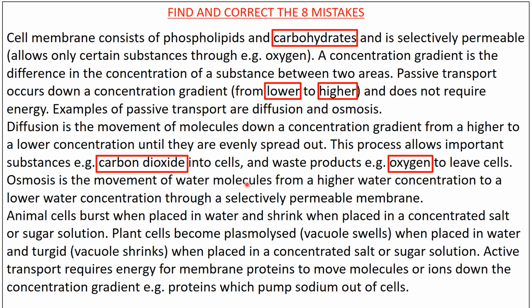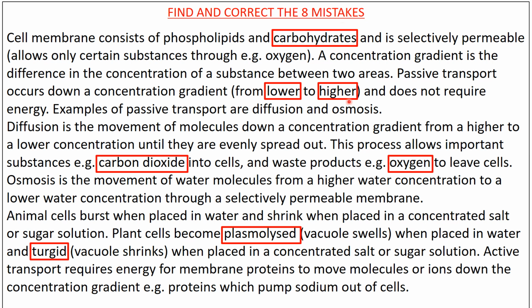But yeah, you could just swap them. Osmosis is the movement of water molecules from a higher water concentration to a lower water concentration through a selectively permeable membrane. That is okay. Last paragraph. Animal cells burst when placed in water and shrink when placed in a concentrated salt or sugar solution. Plant cells become plasmolysed, vacuole swells, when placed in water, and turgid, vacuole shrinks, when placed in a concentrated salt or sugar solution. They're round the wrong way, aren't they? So the first one, that should be turgid, plasmolysed is wrong, and the second one, turgid, should be plasmolysed.